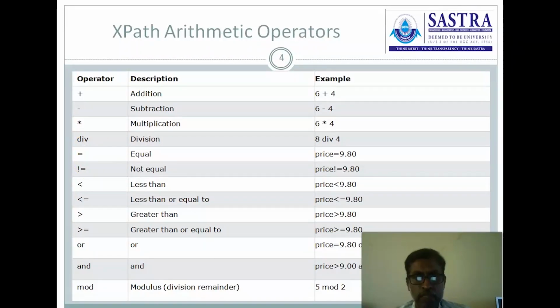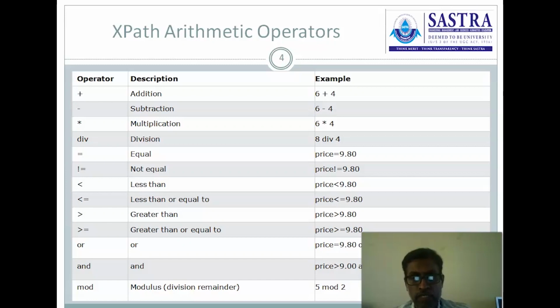And next one, arithmetic operators. Arithmetic operators, as usual, plus, minus, star. Here slash is not given. Instead of that, div, division. Div will be the division operator according to XPATH notations. And then the equivalent example is also given. 6 plus 4, 6 minus 4, 6 into 4, right? So you can apply those operators between two operands. 8 div 4. And then equal, not equal, less than or equal to, greater than or equal to.